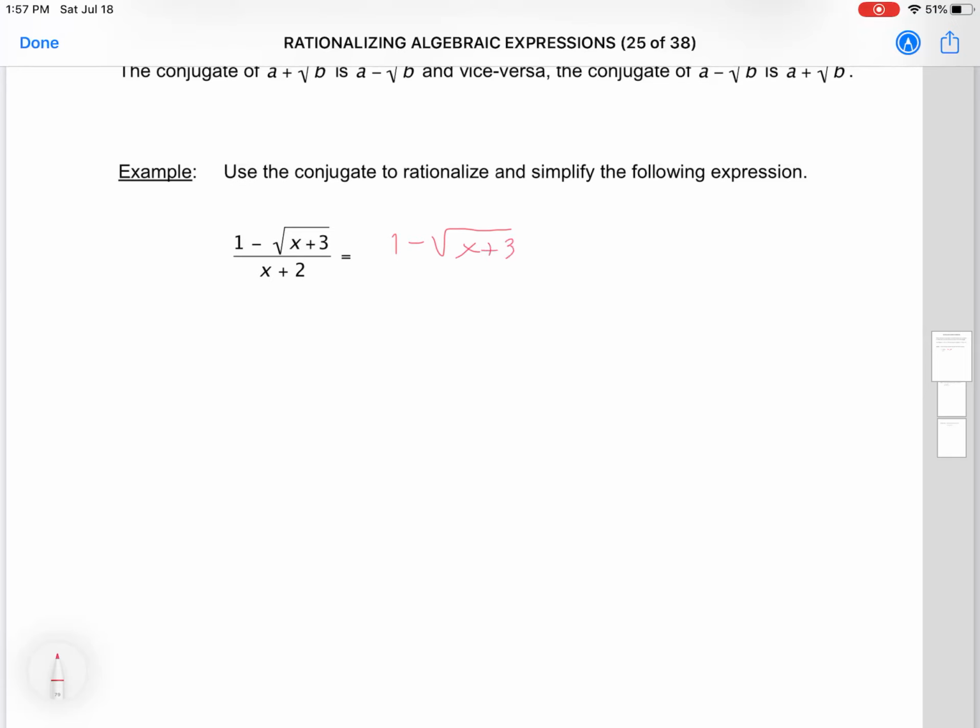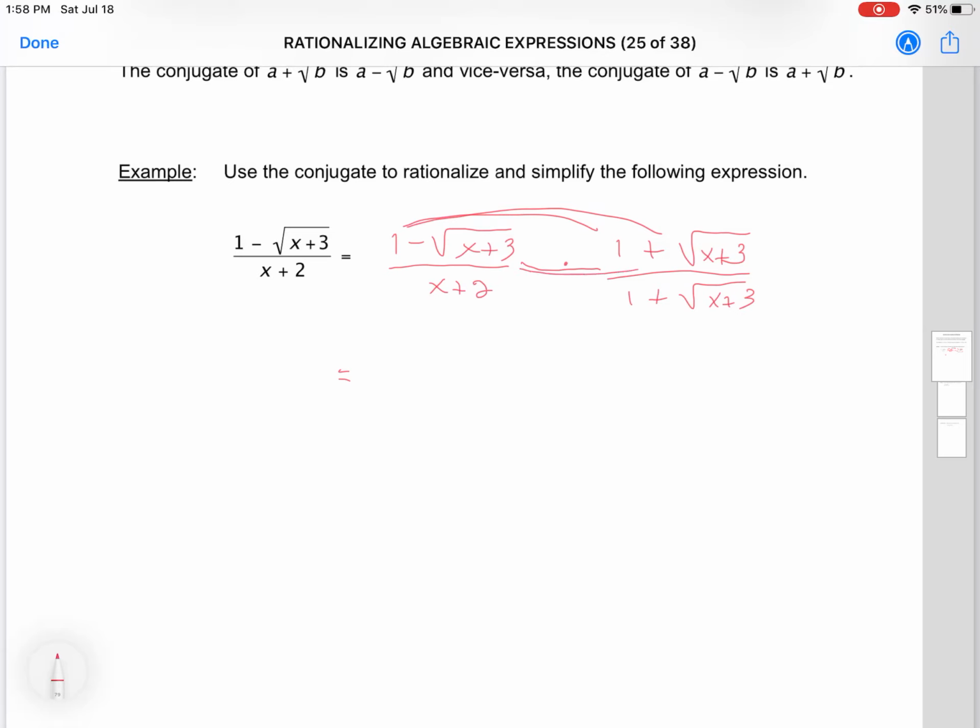Well, let's rewrite the statement of the problem. And let's multiply this by the conjugate of the numerator, which is the same thing as the numerator, but we change the middle sign. So the minus becomes a plus. And what we do to the numerator, we also do to the denominator. Good.